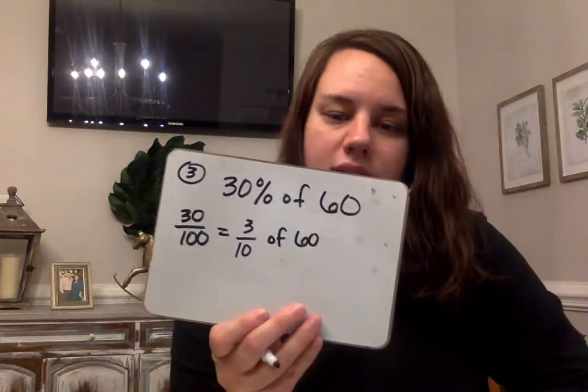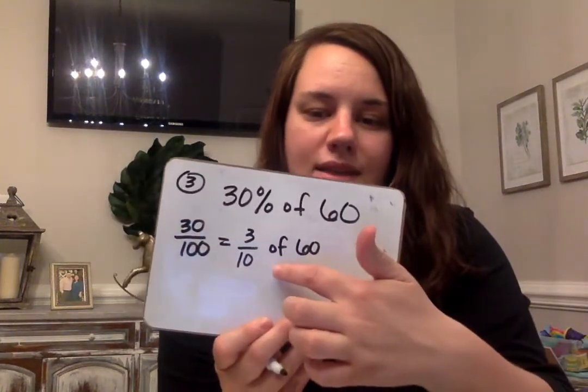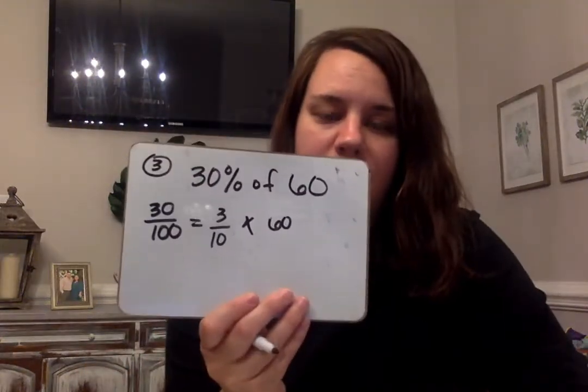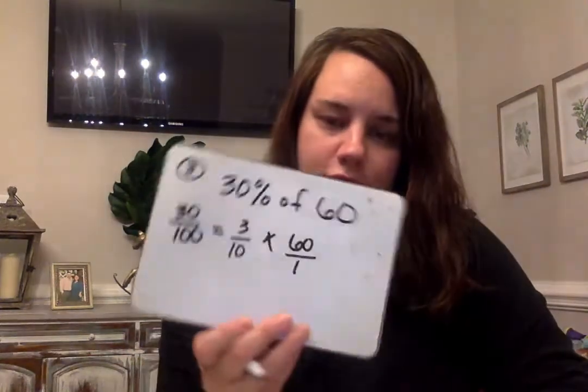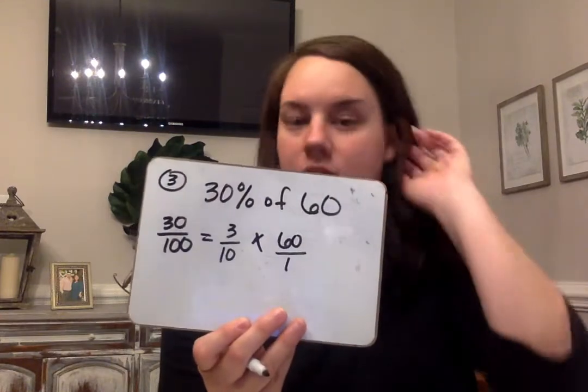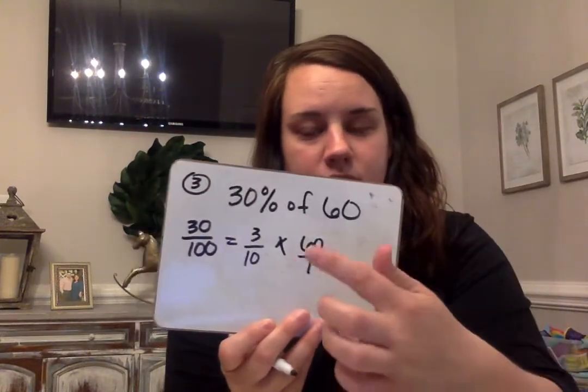Okay, so 3/10 of 60, and I'm going to replace the "of" with a multiplication symbol. So you have 3/10 times 60. Okay, and we're going to set this whole number 60 up over 1 because we're making these into fractions to use, okay? So you can just multiply straight across. This is what I'm going to do this time.